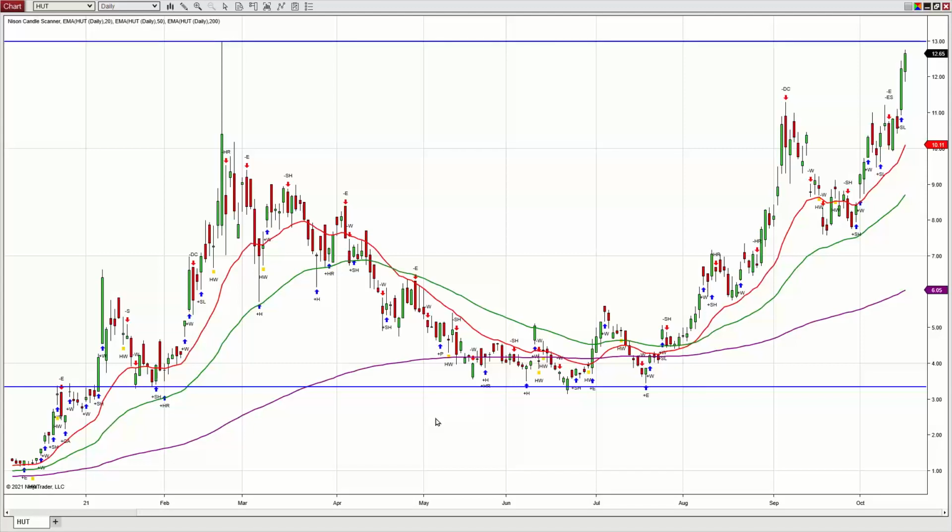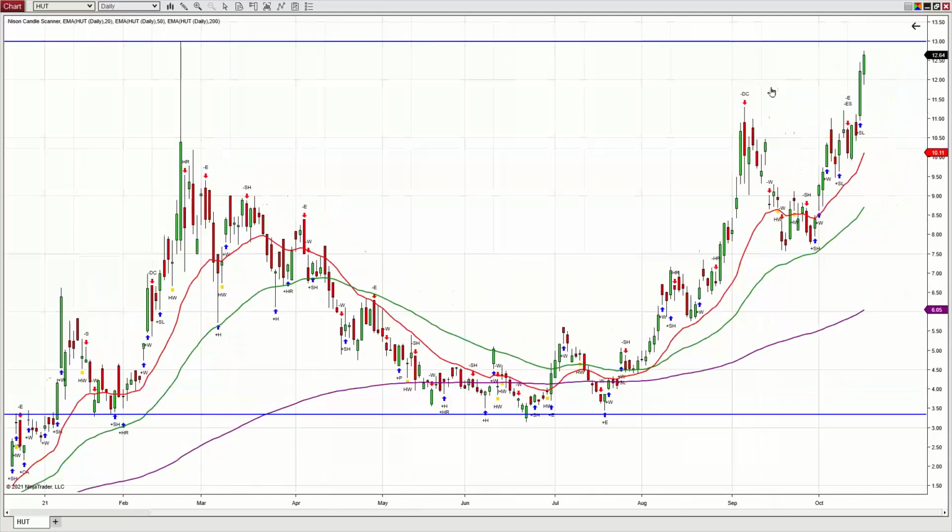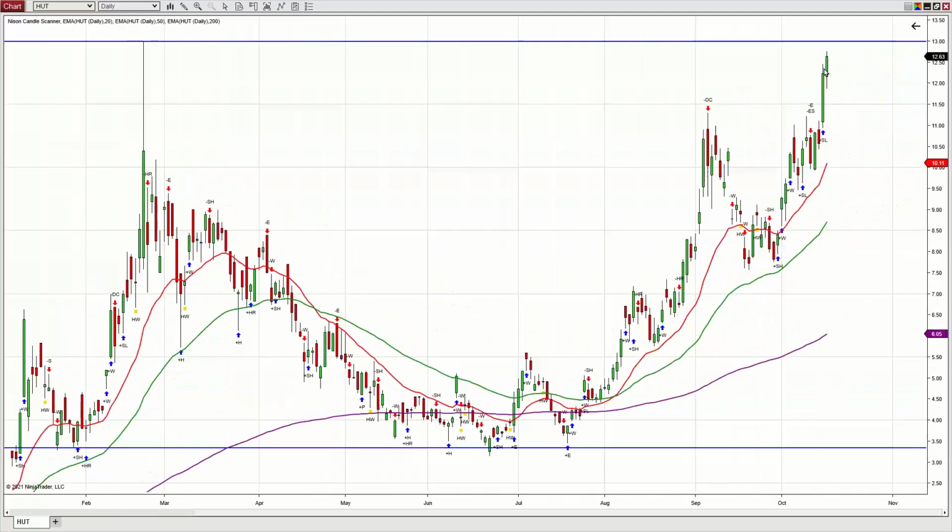So there we go. How is that? I mean, look at that. Look at the nice, decent support area. We're up in a resistance area. Doesn't mean we're going to stop there, but we don't know yet. And that's the thing. You know, candles don't tell you how high it's going to go.